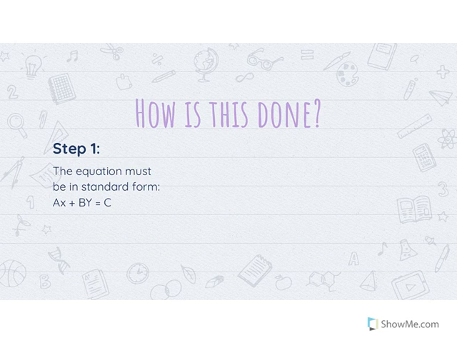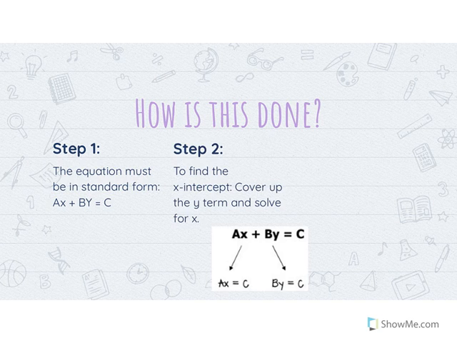Well, step one, the equation must be in standard form. That form was ax plus by equals c. Step 2, to find the x-intercept, you're going to cover up the y term and solve for x. This is our standard form right here, ax plus by equals c. Step 2 said that in order to find the x-intercept, I need to cover up this y value, so I'm basically ignoring that value and writing this. And I'm going to solve for x. I'm going to divide both sides by a to get x by itself.